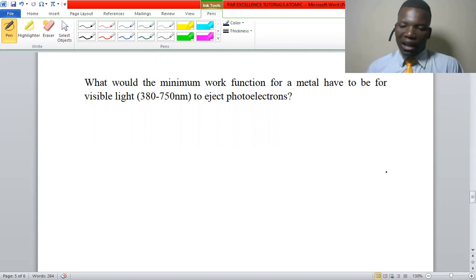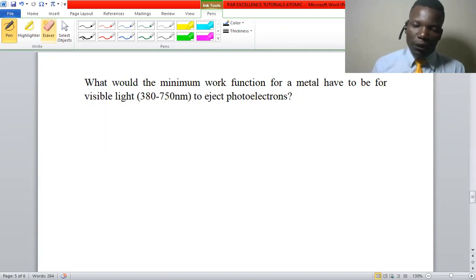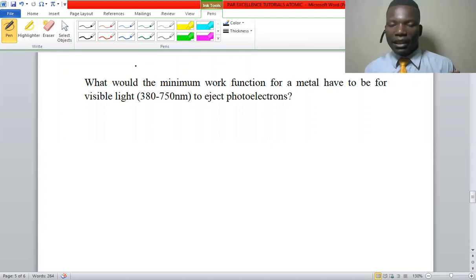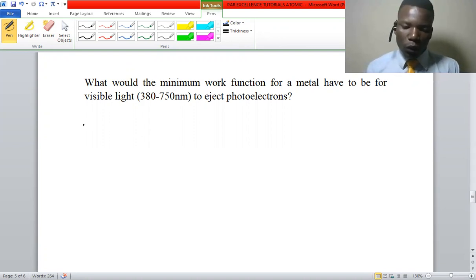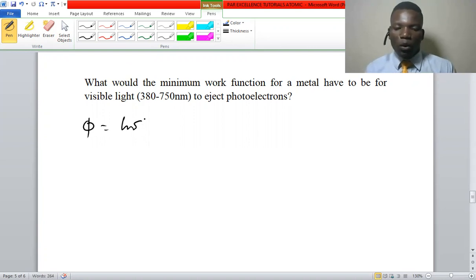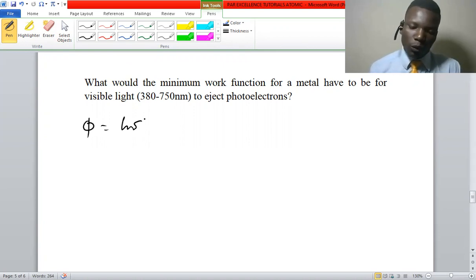Okay, so how do we solve that one? Okay, so we know, similarly to the previous video, what we're going to do. If you have not watched the first video on photoelectric effect, you can check it out. So we know that work function is given by that. Now, what would be the minimum? We're looking for the minimum.